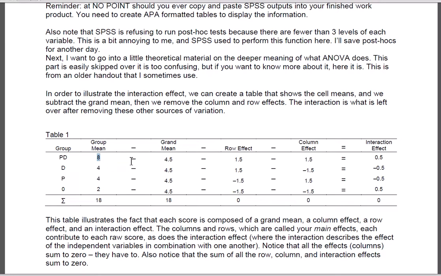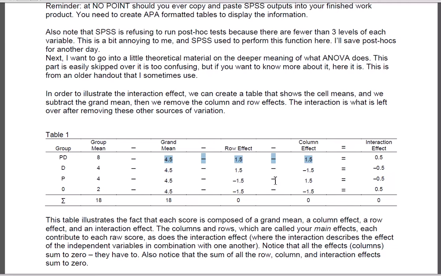If you take 8, which is the cell mean or group mean for the PD group, subtract the grand mean (we know that the grand mean of all these 12 scores is 4.5), and then also subtract the row effect, and then also subtract the column effect, what you're left with is a very small number, which is 0.5. Another way to think about it is if you took these three and added them up, 4.5 plus 1.5 would be 6, and then if you added another 1.5, that would be 7.5.